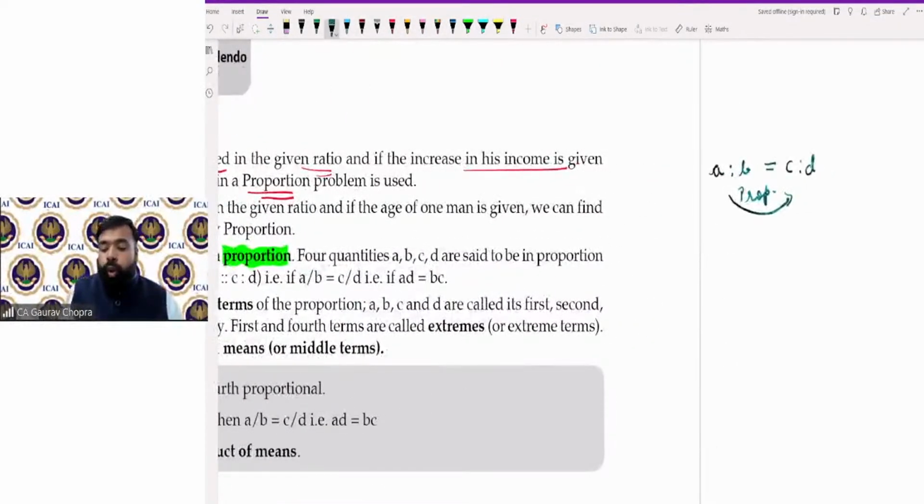And these can also be written as A ratio B, then there are two colon signs. So these two colon signs denote proportion. So either we can use the equal to sign or you can use these four dots which also denote proportion. So the meaning is the same in both the cases.